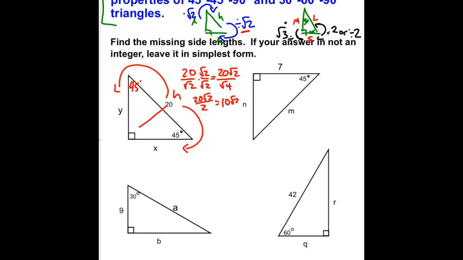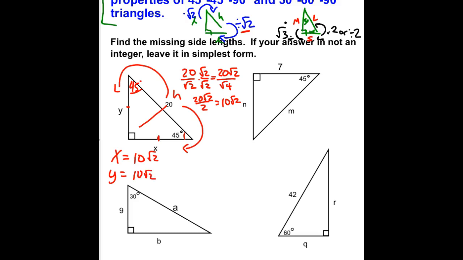Now, a 45-45-90 triangle is isosceles, two angles the same. If the two angles are the same, the two legs are the same, which means that both x and y are going to be 10 root 2.